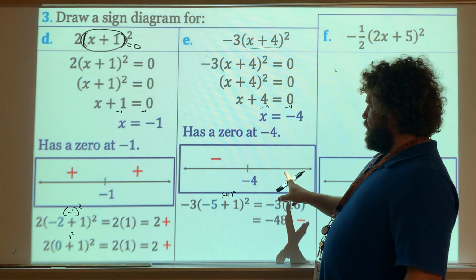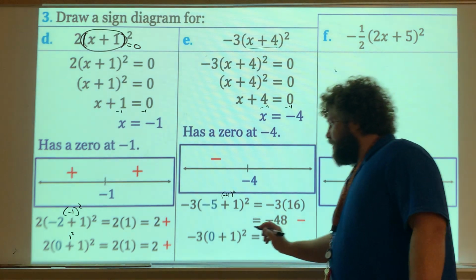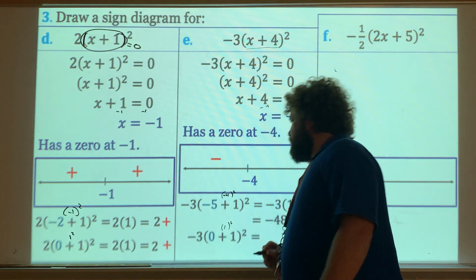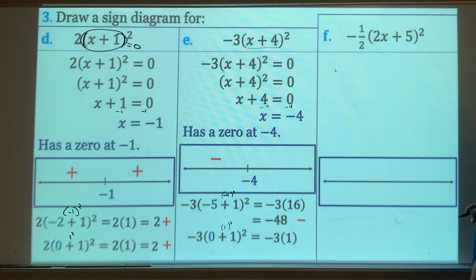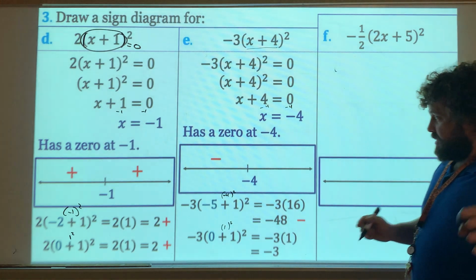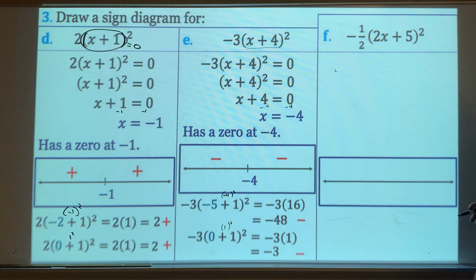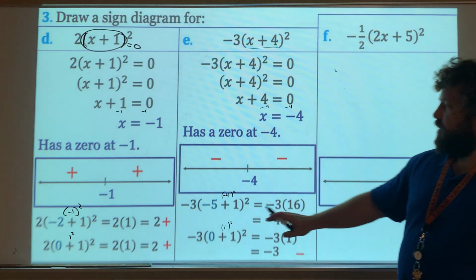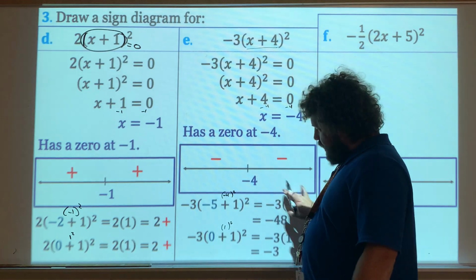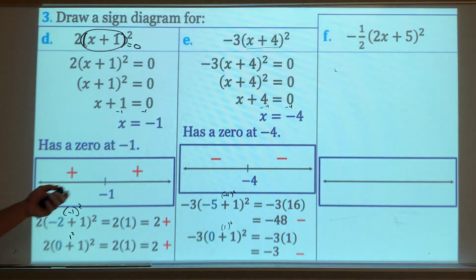Pick a number over here, like 0. 0 plus 4. This becomes 4 squared. Negative 3 times 16 is negative 48. Because this is just negative 3 times a positive number, so that's also negative. So this graph pretty much comes up to this negative 4, and then it goes back down. It's an upside down parabola.